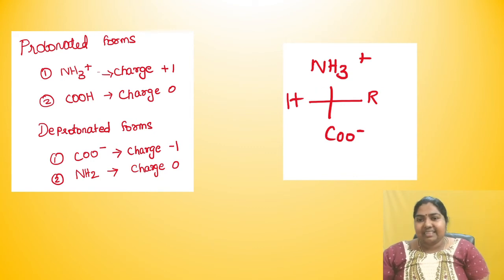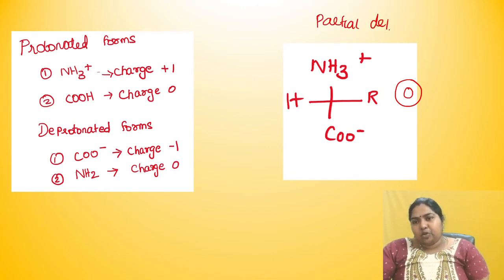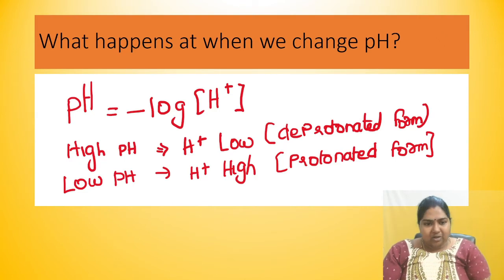See this classical example. NH3 plus, so plus charge. COO is minus. So the net charge becomes 0. So this is also a partial deprotonated state. Clear everybody till this? Okay, come on. Let us make a move into the still more important concept.